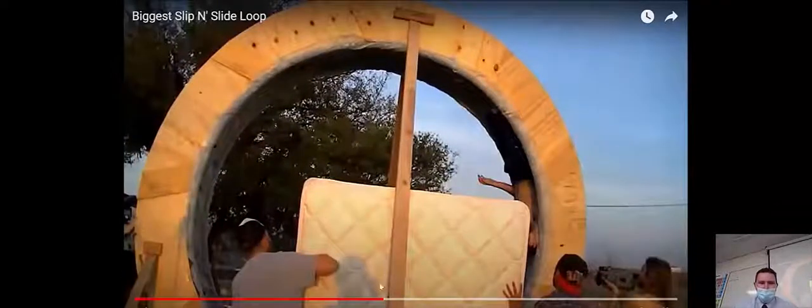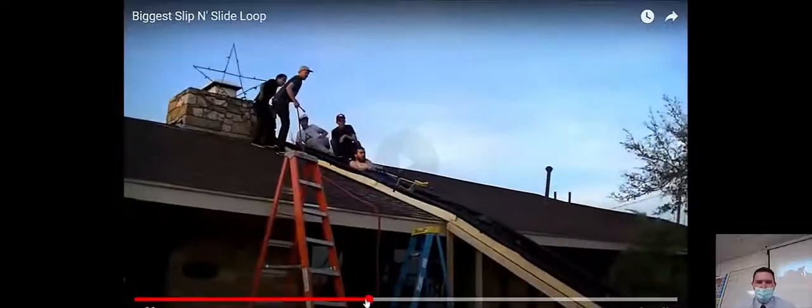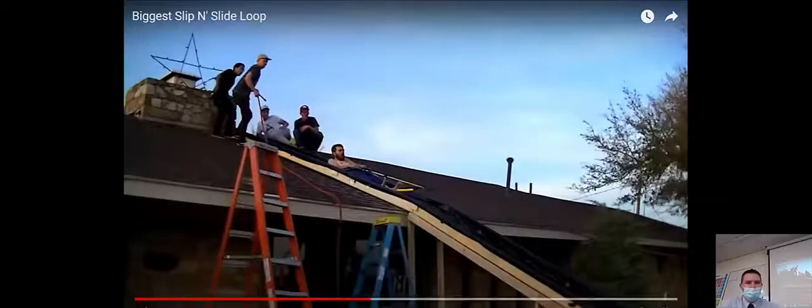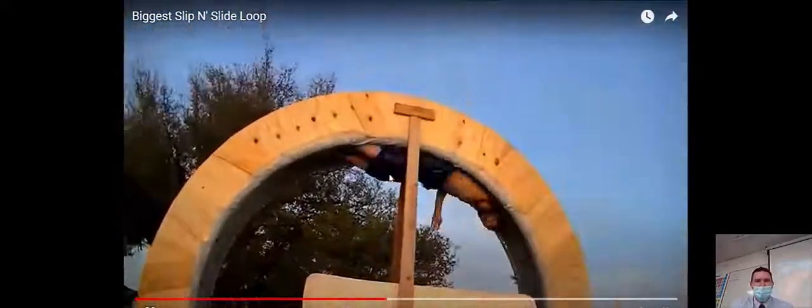Okay, so now we've got a mattress to make it have less blood. What's he got attached to him? A rope, and that's attached to a car, I believe. Oh, was that the whole way around?